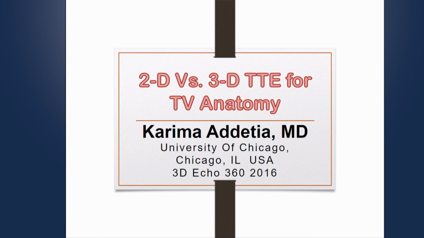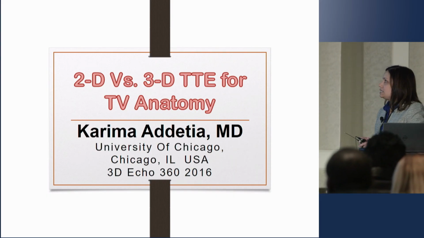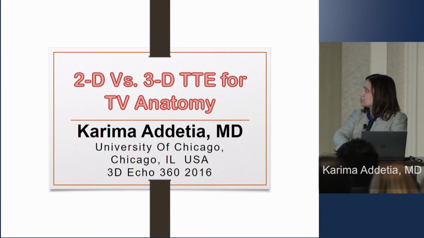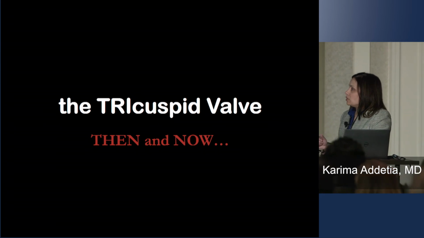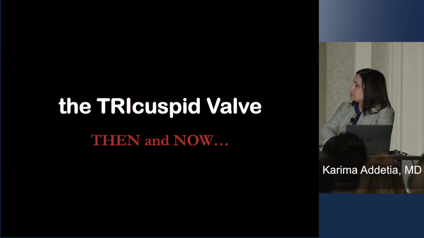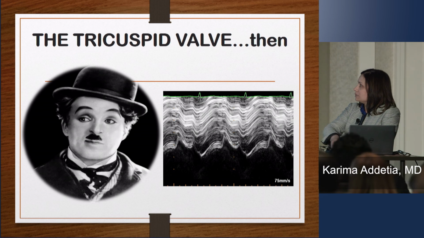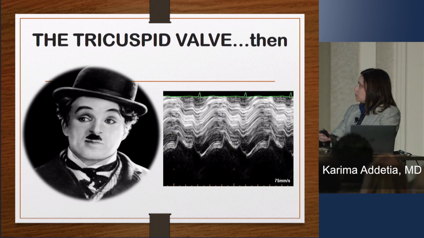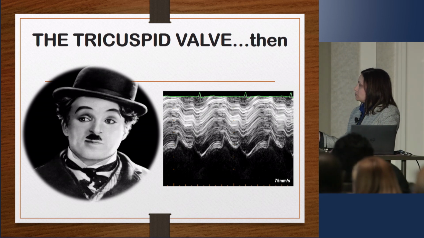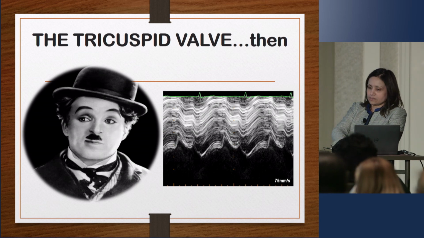So I'm going to be talking to you about 2D versus 3D transthoracic echo for tricuspid valve anatomy. A long time ago, when we looked at the tricuspid valve, we used M mode. And you can see that on M mode echocardiography, you cannot really appreciate those tricuspid valve leaflets.